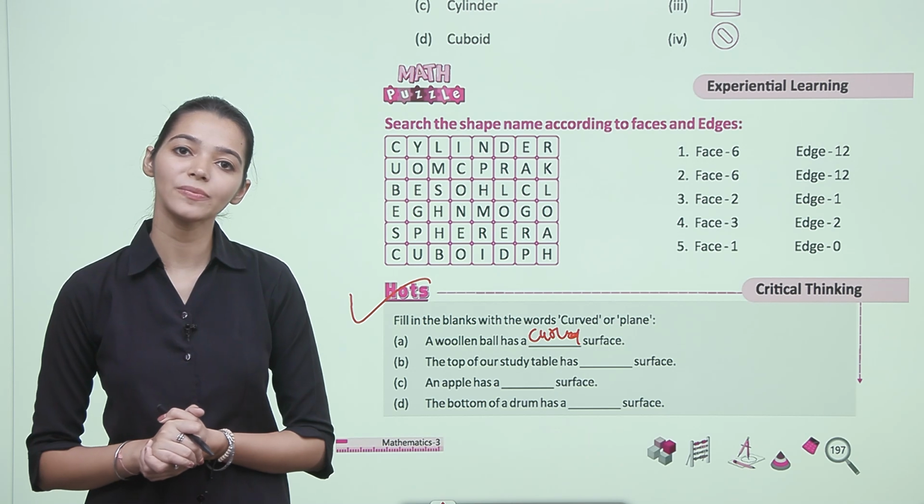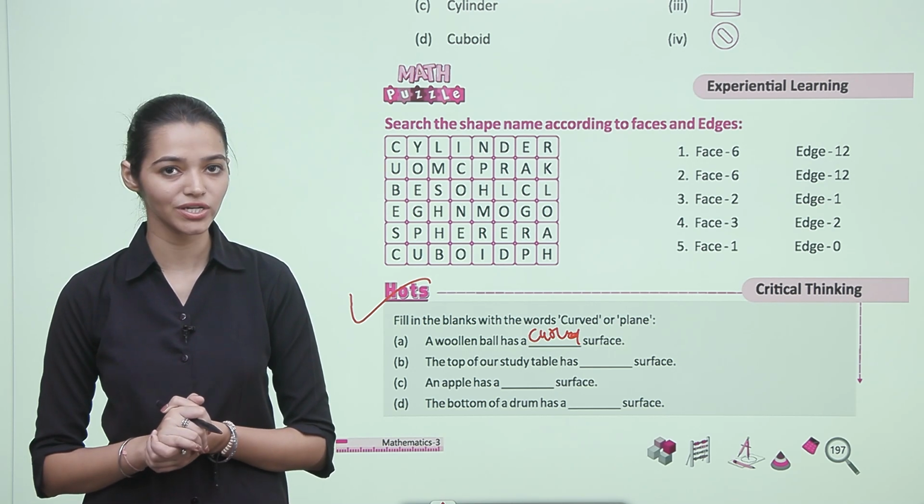Now I hope you have understood the chapter pretty well. You just have to practice the exercise questions and don't forget to revise this topic again.